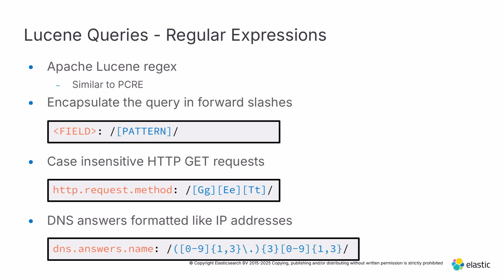Lucene supports regular expressions for pattern matching. This only works in Lucene, so you will have to disable KQL in the query bar. Use the field name with a colon, encapsulating queries in /. For example, we want to search for the HTTP request method that indicates a client action type like GET, POST, PUT, or DELETE. Then this is looking for GET in either lowercase or uppercase or mixed case.